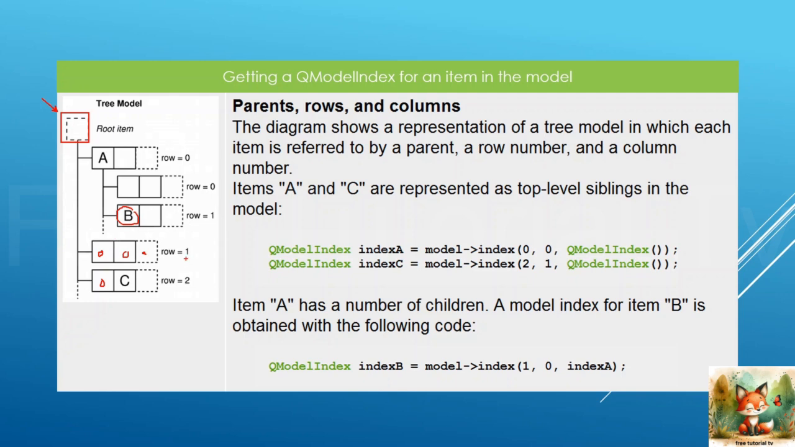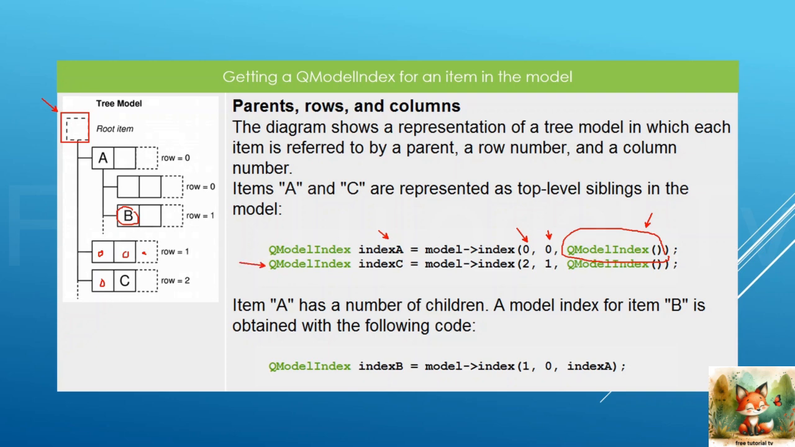And the way we address things in here, you can see we can get the index of A. Okay, and we can ask the model the index of A, and the way we do that, we say, model, please give me the index of something living at row 0, column 0, under the root item. And you get to the root item using this default constructor for QModelIndex. So if you say QModelIndex like this, this is going to give you the root item of whatever model you are trying to work with. Okay, here we have the index A.